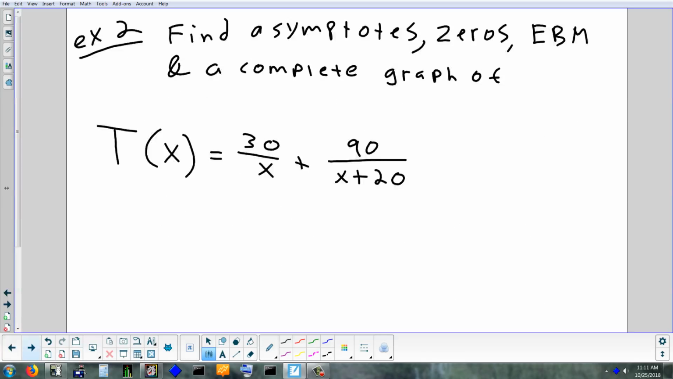So now we're going to look at that equation, 30 over x plus 90 over x plus 20, and I want to find asymptotes. I want to find roots. That's where it crosses the x-axis. The end behavior model. So that's where you need to combine this together to do the end behavior model. And then we're going to do a complete graph, not by hand, but on the calculator. Let's start with vertical asymptotes.